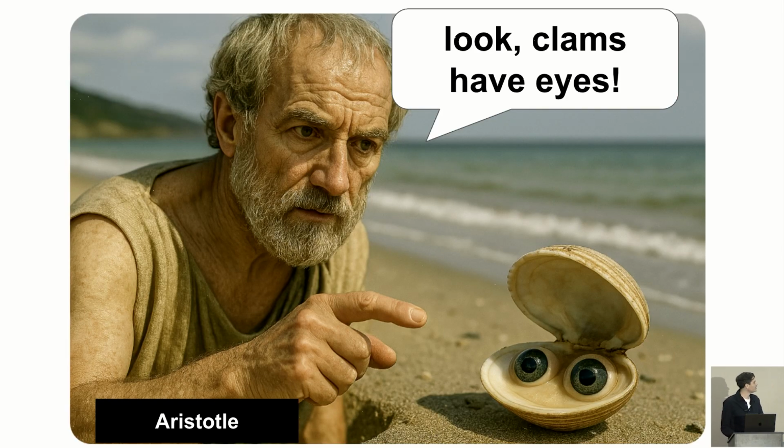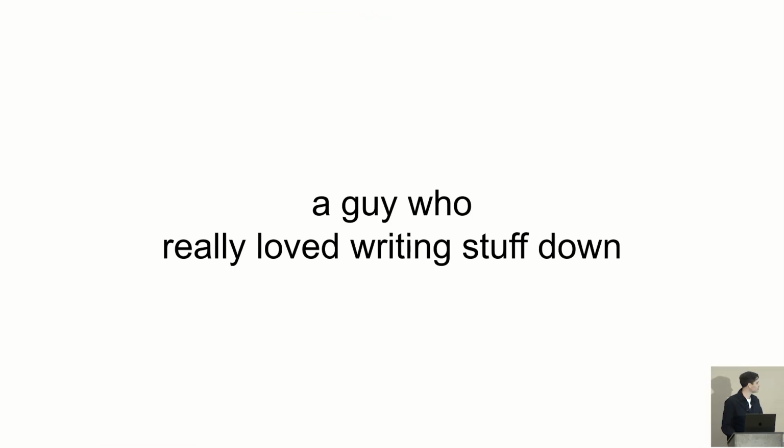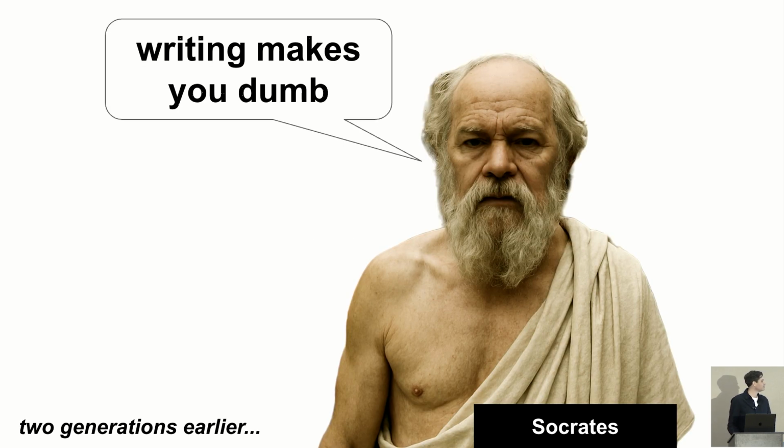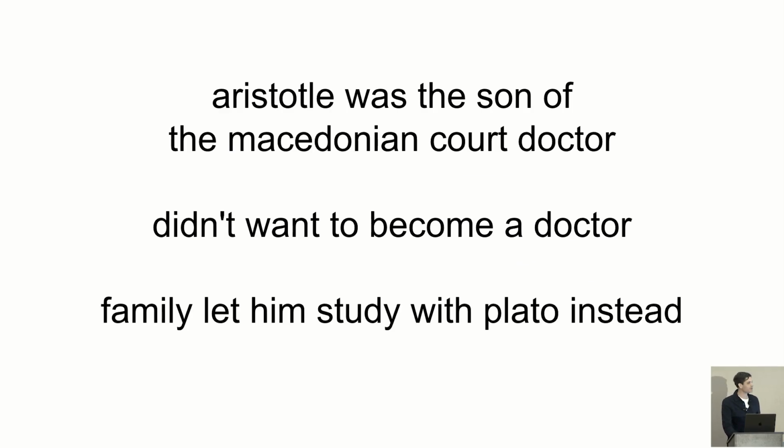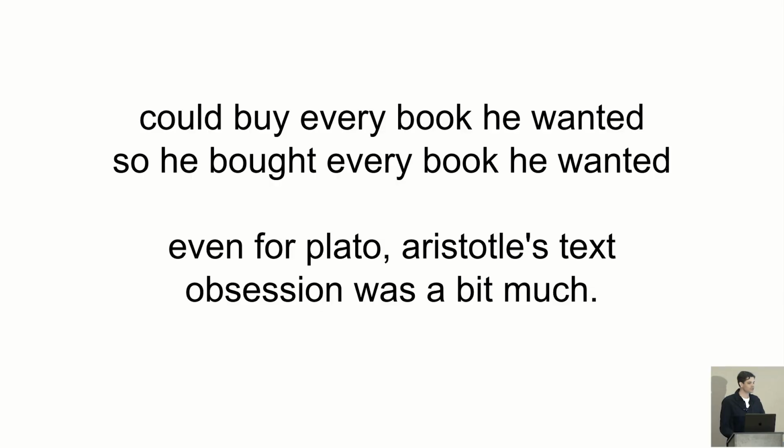And this is Aristotle, and how to describe who Aristotle was. Well, Aristotle was a guy who really loved writing stuff down. Which is funny because two generations earlier we had Socrates who said writing makes you dumb. And of course, we'd know that because his student, Plato, wrote that down. But Aristotle was the son of a Macedonian court doctor. He didn't want to become a doctor, and so his family said, okay, go off and study with Plato instead. He was a ridiculously wealthy kid. He could buy as many books as he wanted, and it was a bit of an obsession, and even for Plato, it was too much.